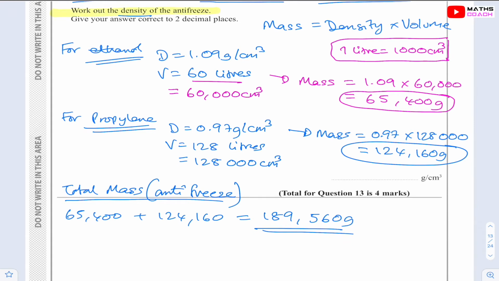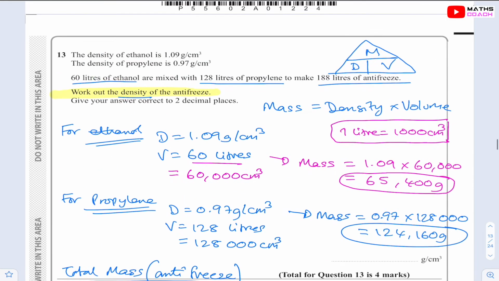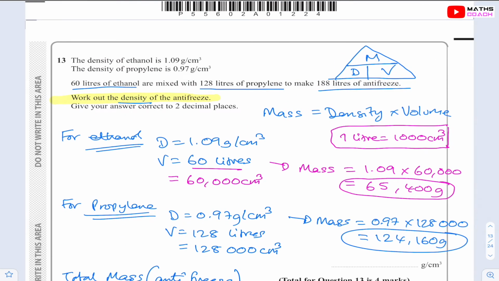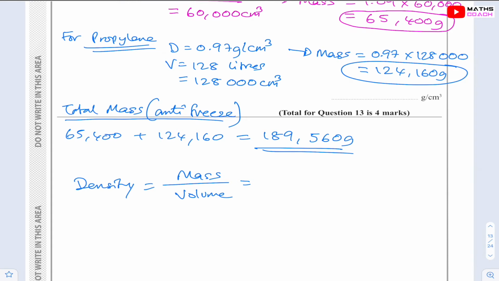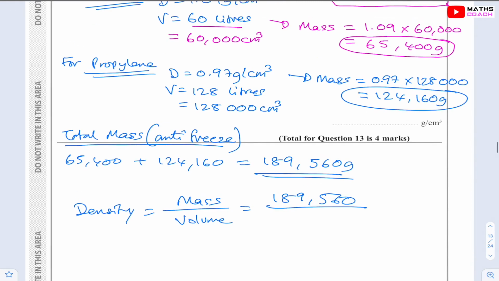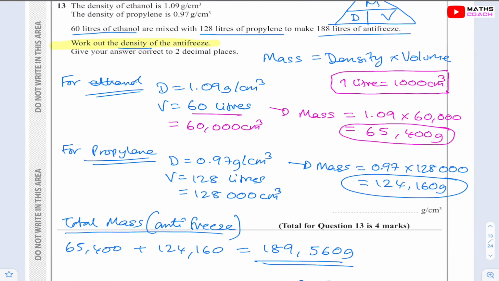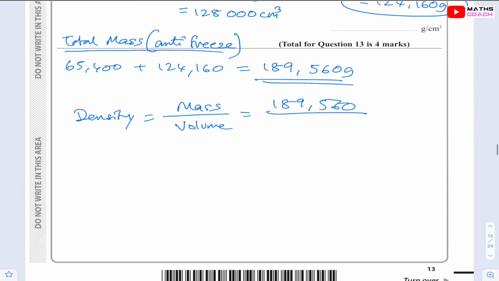The question says work out the density of the antifreeze. So we will rearrange this formula. Density is equal to mass divided by volume. So the mass is 189,560, and the volume, which we were given, is 188 liters. Once again, you need to make 188 liters into centimeter cubed by multiplying by 1000, so it'll be 188,000 centimeter cubed. So let's just put the units in there.